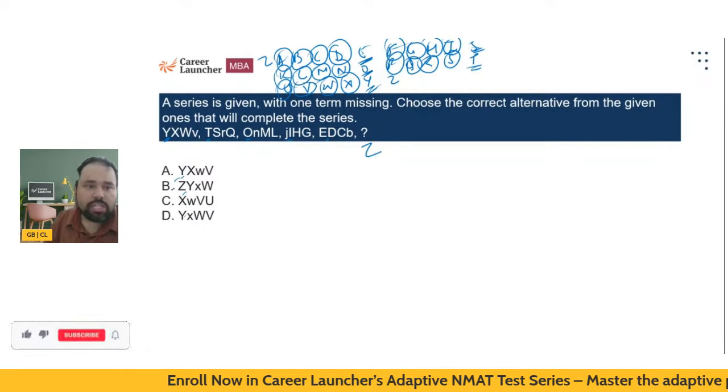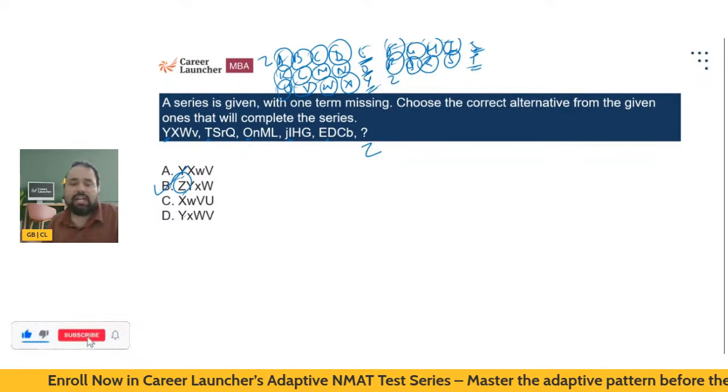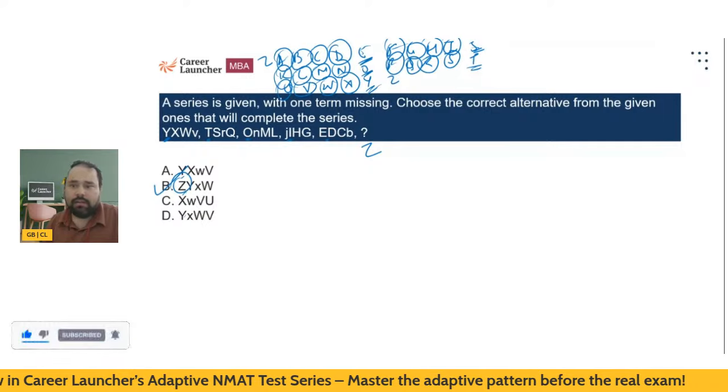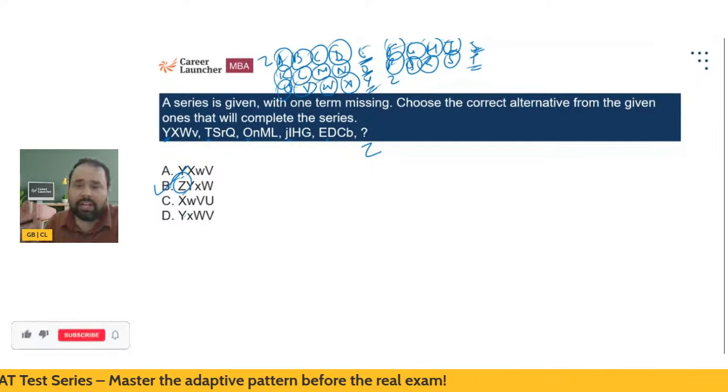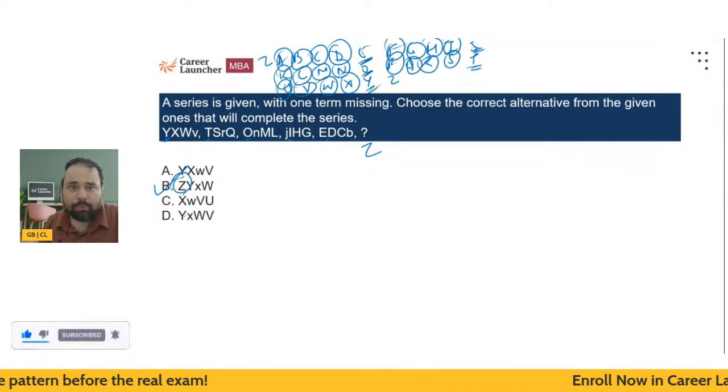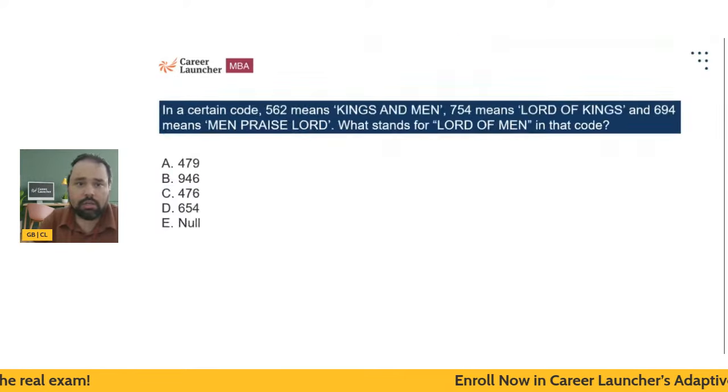Look at the options. There is only one that starts with Z. That is the answer. Clear? Is everybody clear, guys? Did you understand how to approach these sort of questions?